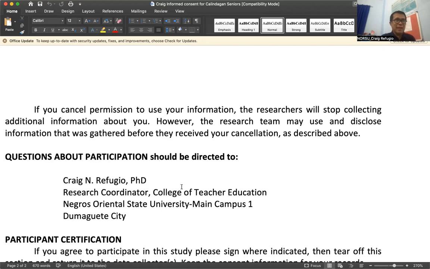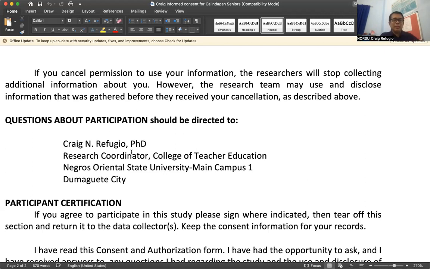But if you state in your request that all the data collected from you should not be disclosed, should not be part of the entire research, then that is still okay. Depending on your letter of request, all the data collected from you will not be disclosed and will not be included in the final analysis of the data. Or you stop in December, then the data collected in October or November can still be part of our data analysis and interpretation, depending on what you want, no? If you were the participants or the respondents of the study. Another section is about questions about participation should be incorporated in the informed consent. In this case, it's actually me, because I'm the research coordinator and at the same time the lead researcher.